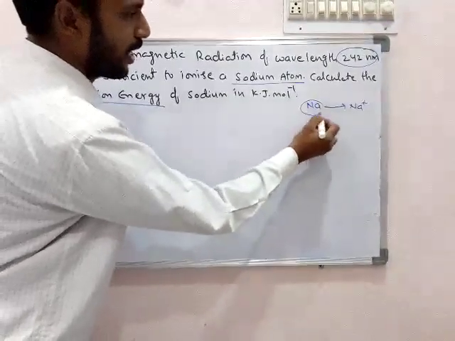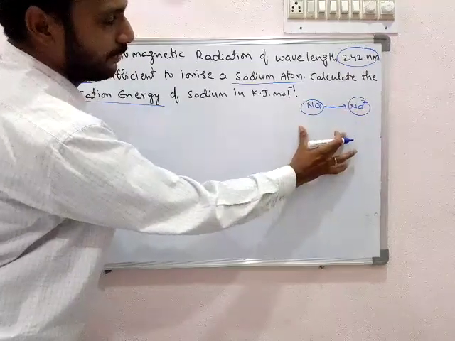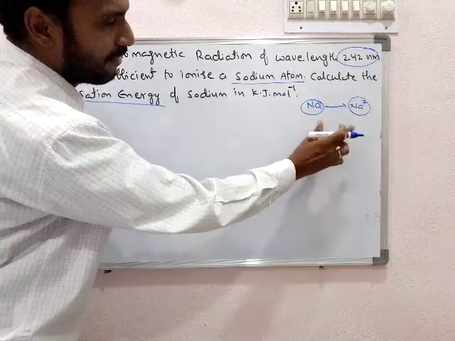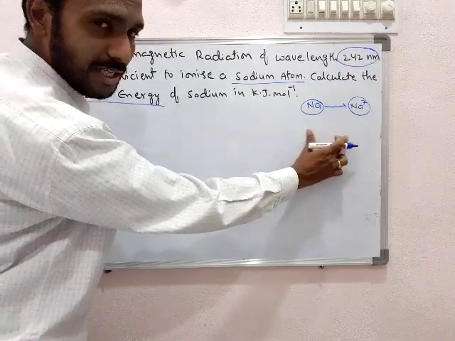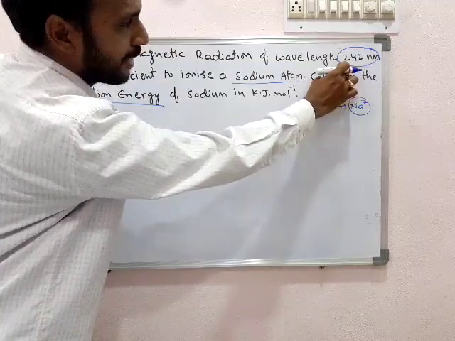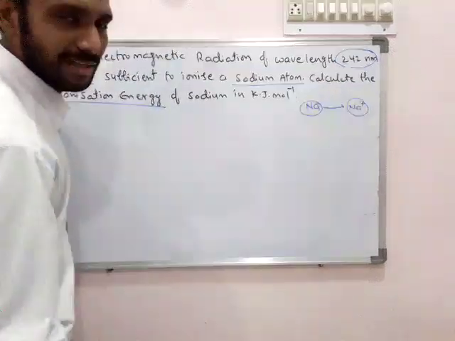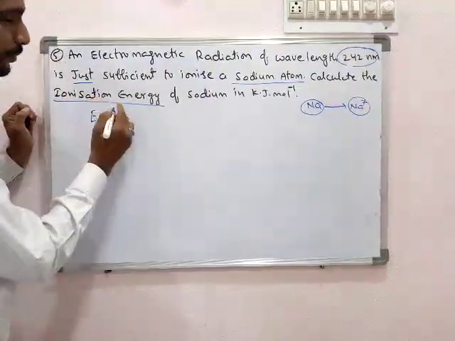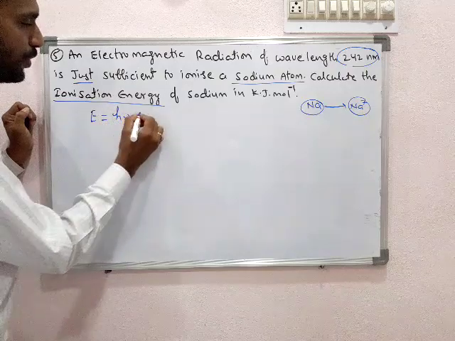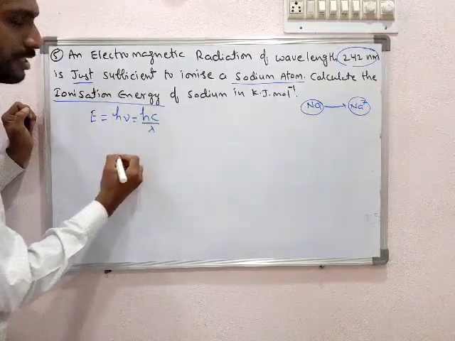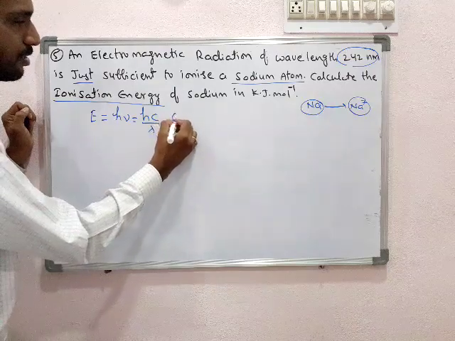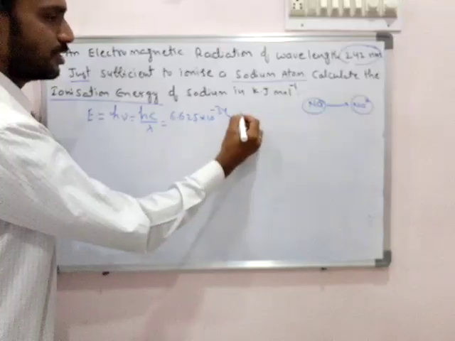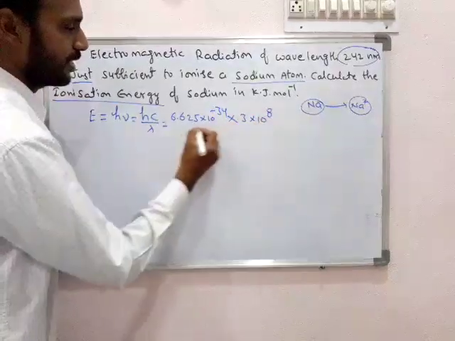To convert 1 atom of sodium into sodium plus, the light needs some energy, and we have to find out that energy. The given information is lambda, and with this lambda value we can calculate the energy. So E is equal to h nu. Nu is not given, so it is c by lambda, with h 6.625 into 10 power minus 34 and the speed of light in meters per second.